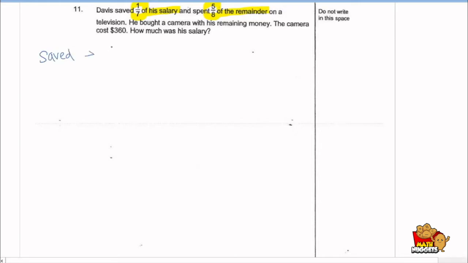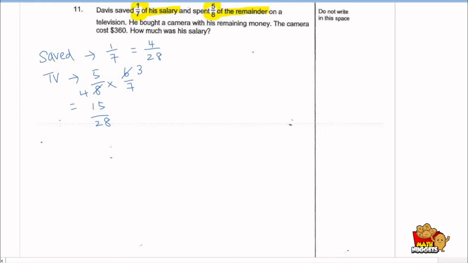Saved 1/7. So television is 5/8 of the remainder. So 5/8 of the remainder after the savings would be 6 out of 7. So then do your cross cancellation. So this is 15 out of 28. So right here my denominator has changed to 28. I'm going to change this to 28 as well to avoid confusion.